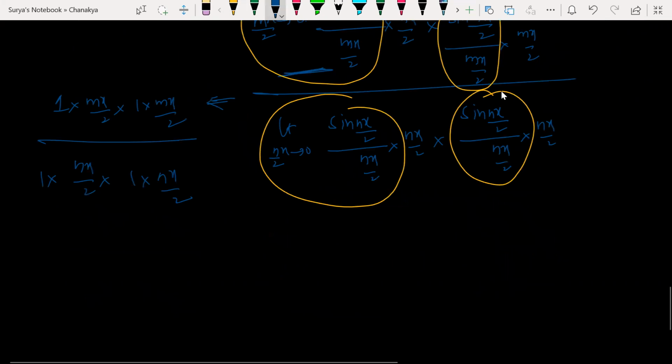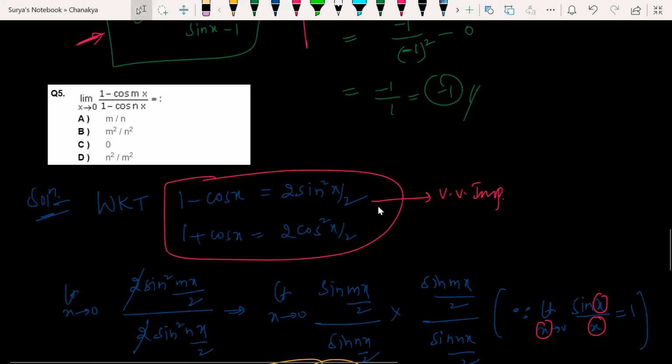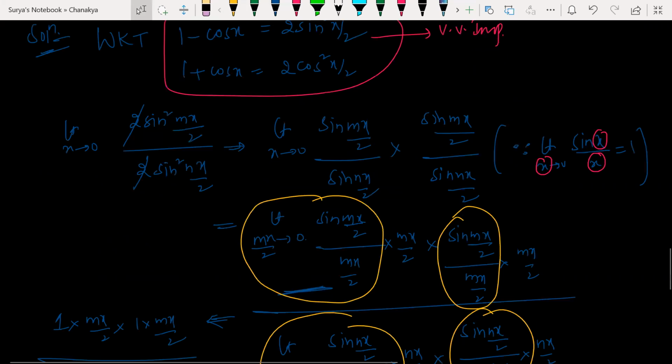Look at this. Here mx by 2. So m square x square by 4 divided by n square x square by 4. 4 gaya. तो बचा क्या? x square गया. m square by n square. This is my answer. What is the available option? M square by n square. B option is correct. Any doubts? ఇక్కడ ఏమైనా doubts ఉన్నాయా? Guys, any doubts?